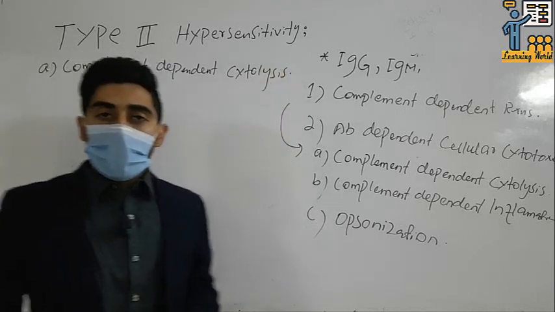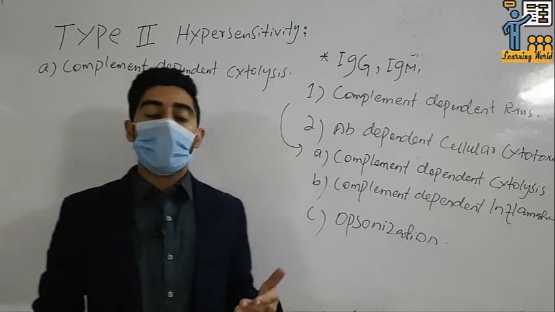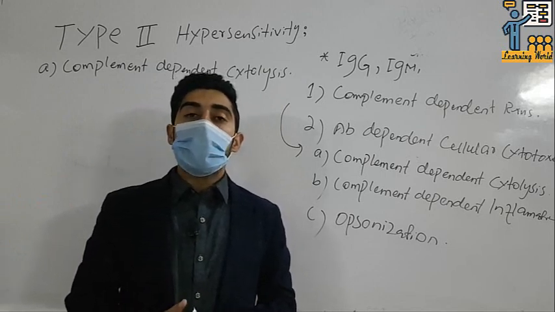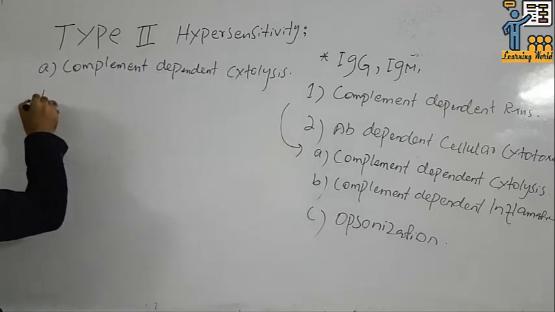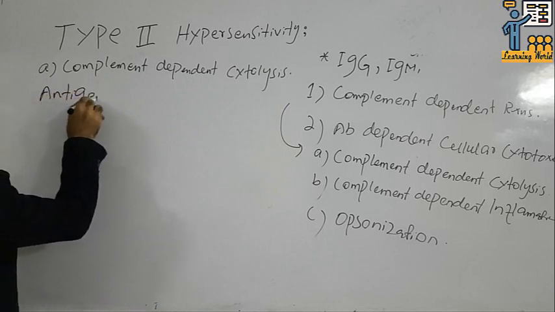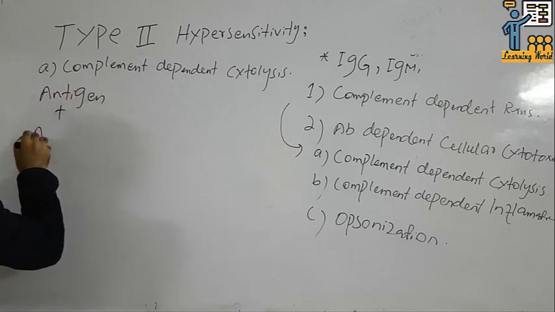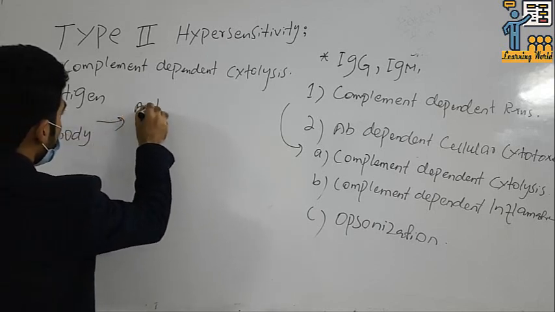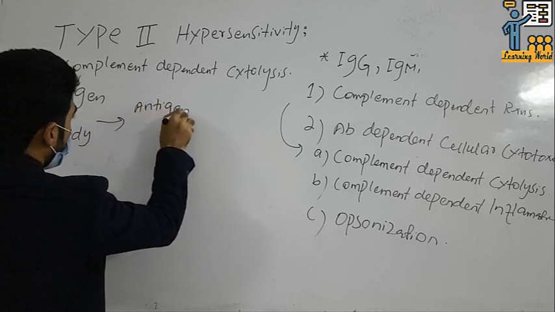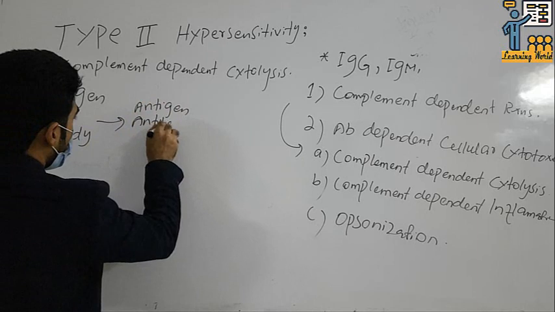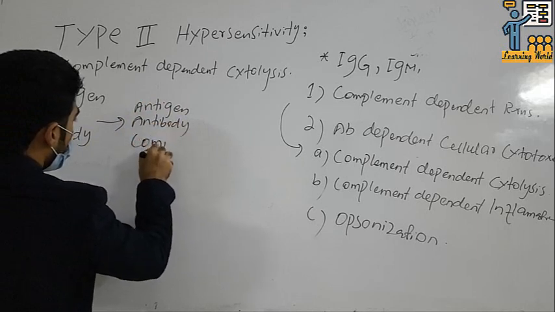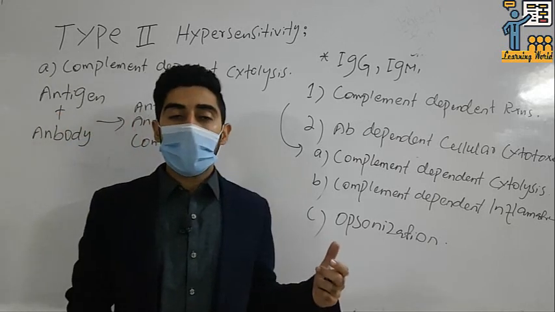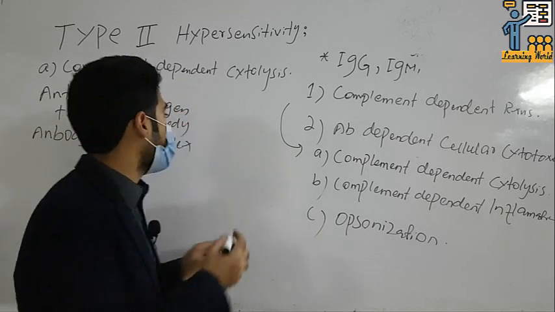When the antigen enters the host cell, it will form the antigen antibody complex. The antibodies will attack this antigen and form the antigen antibody complex. For example, this is the antigen. When it enters the host cell, the antibody will form the antigen antibody complex. When the antigen antibody complex forms, it will activate the complement pathway.